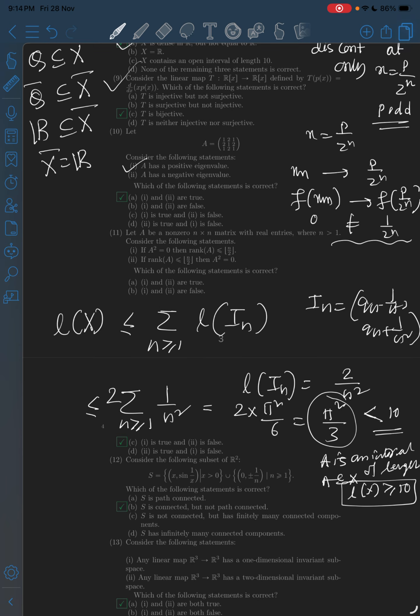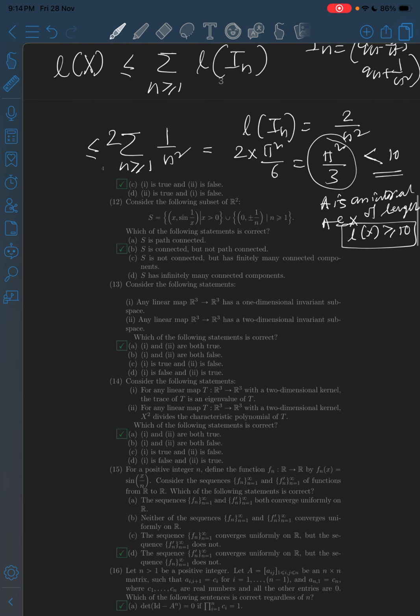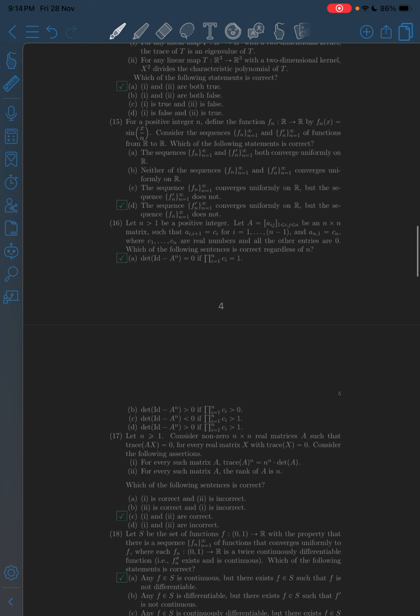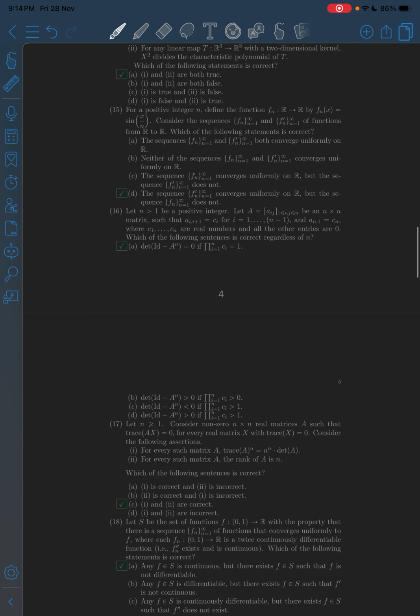Now question number 11. A is a non-zero n cross n real matrix where n is greater than 1, and two statements are given. First, if A square is 0, then rank of A is less than or equal to floor of n by 2. Second, if rank of A is less than or equal to floor of n by 2, then A square is 0. If you have read basic linear algebra and know very basic things about matrices, then we can get this. I hope you know this inequality, right?